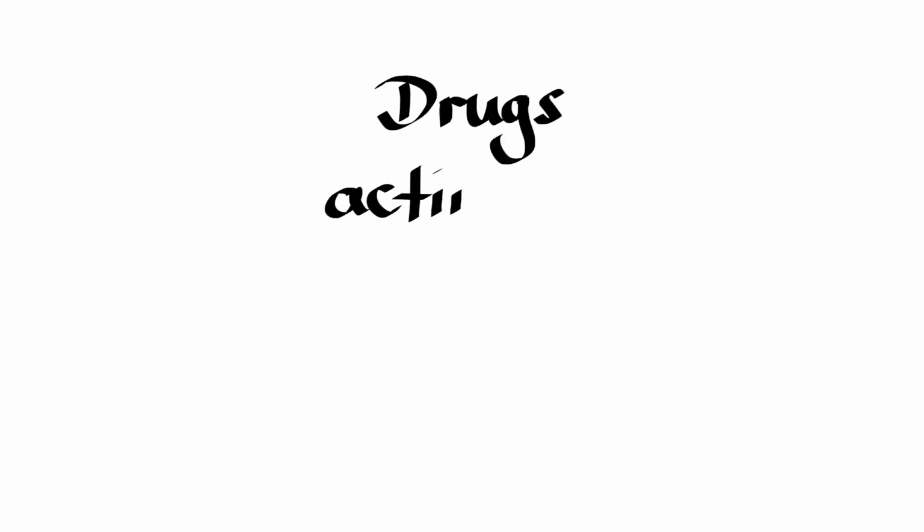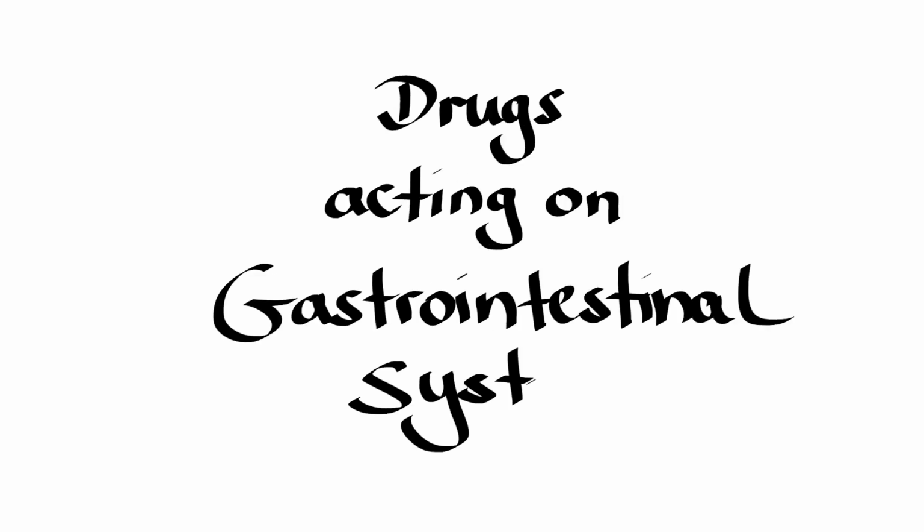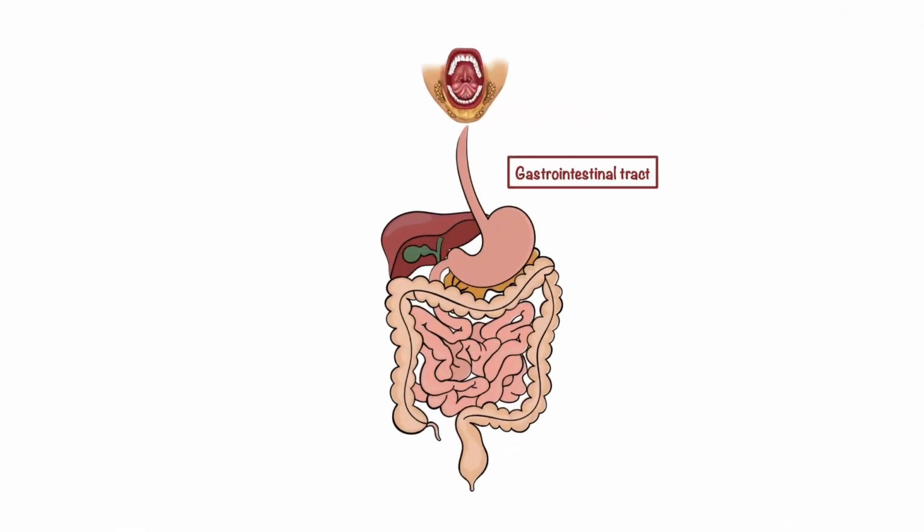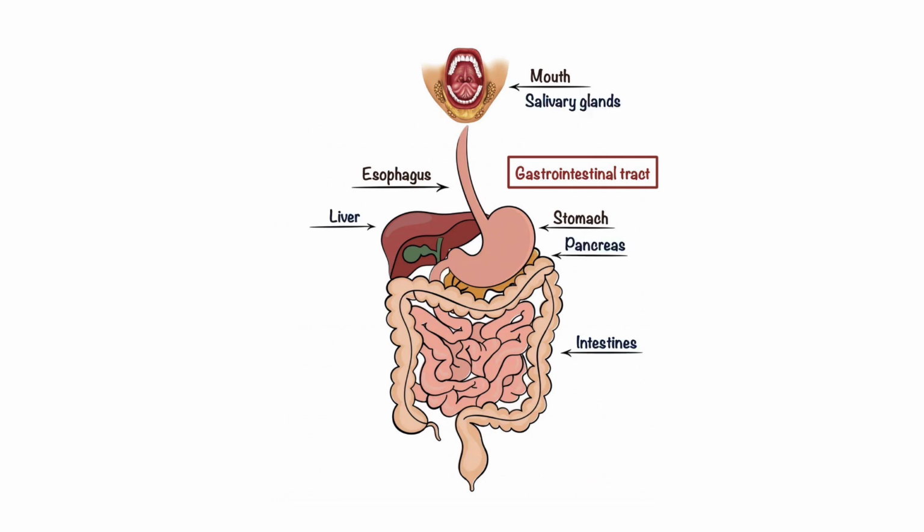In this lecture, we're going to cover the pharmacology of drugs acting on gastrointestinal system. So let's get right into it. The gastrointestinal tract is a part of the human digestive system, which includes the mouth, esophagus, stomach, and intestines, plus the accessory organs of digestion, such as the salivary glands, pancreas, liver, and gallbladder.